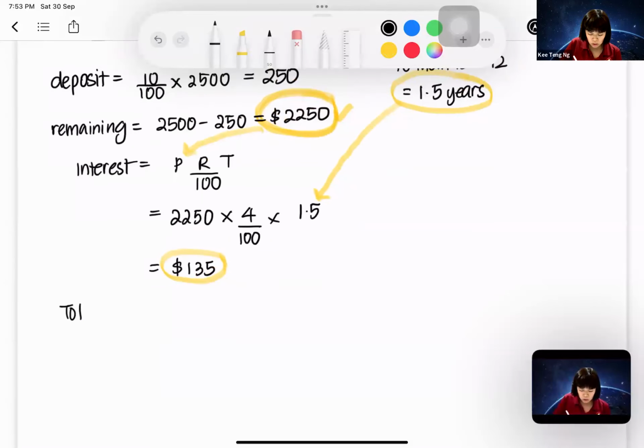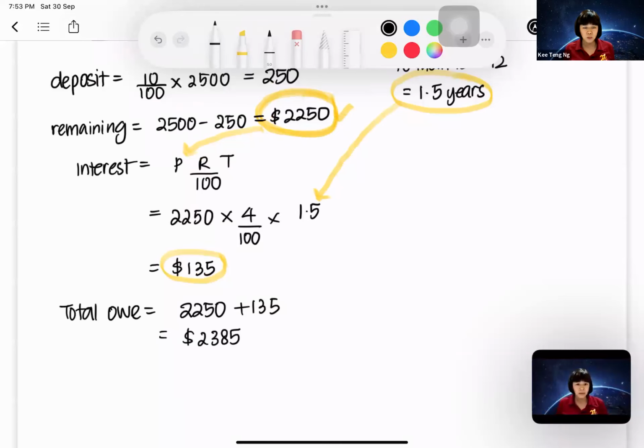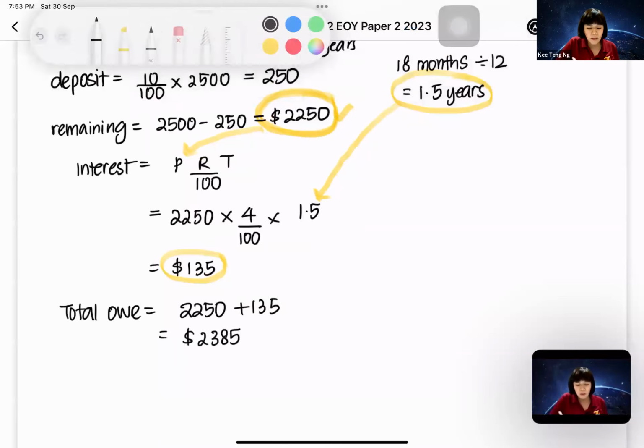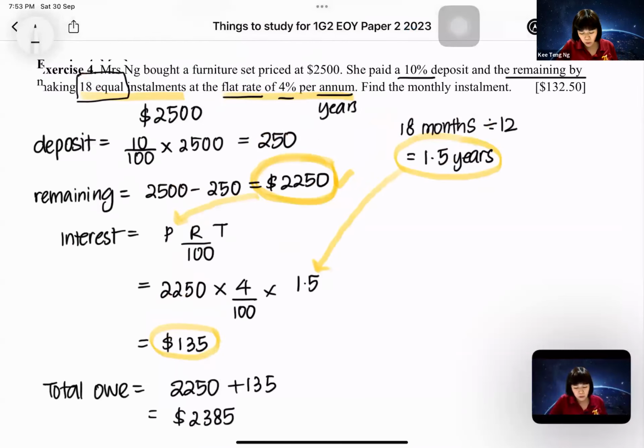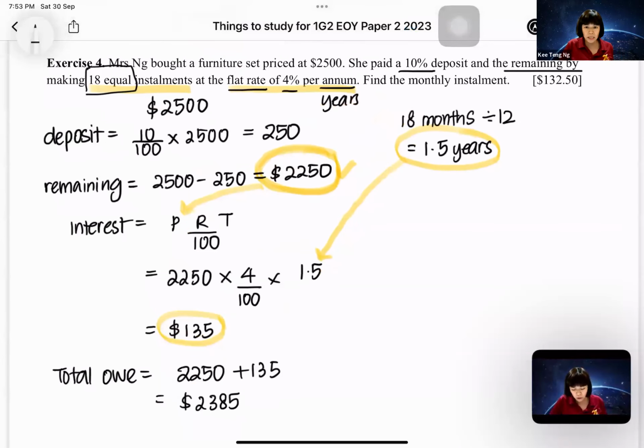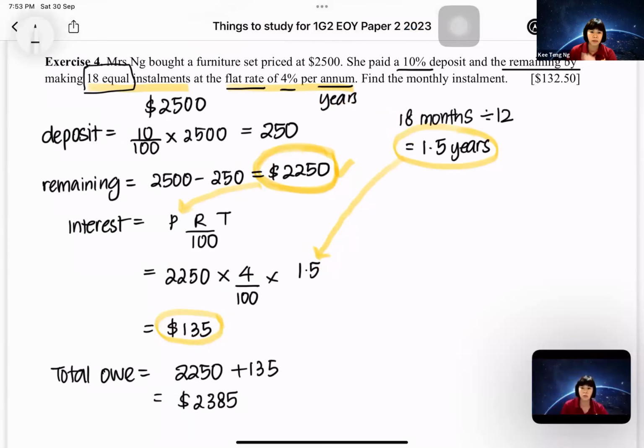So total amount owed will be 2,250 plus 135. Okay, somebody calculate for me already. 2,385. Very good. But now I need to split it up, per month, right? Anyone recall how many months we are paying it over? We are slowly paying it across 18 months, correct? They want 18 equal installments, right?